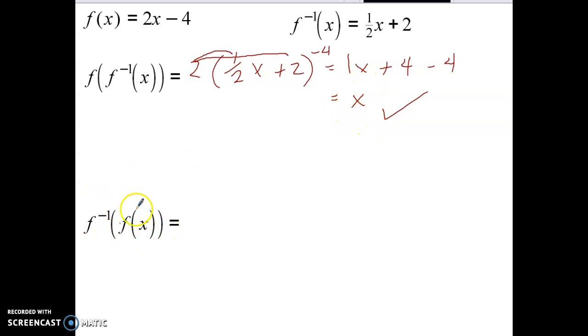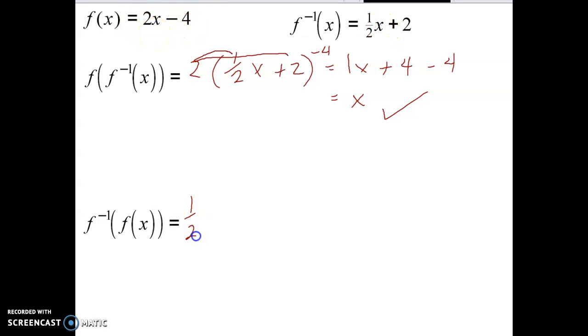And it doesn't matter which order I do that. In this case, I put f inverse into f. So now let's do it the other way. Let's put f into f inverse. So this time, I'm going to replace this x. I'm going to leave the 1/2. I'm going to leave the +2, but I'm going to replace the x with this.